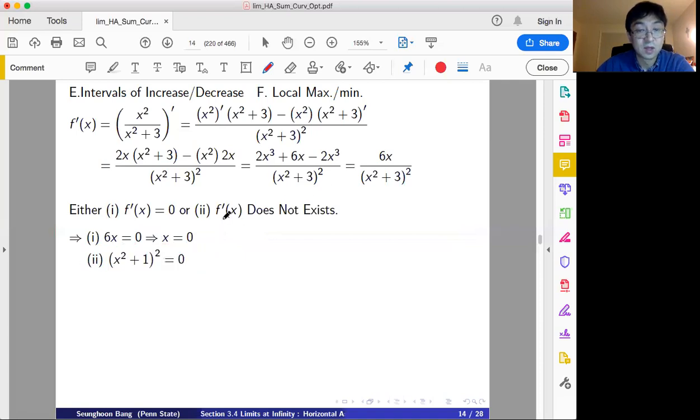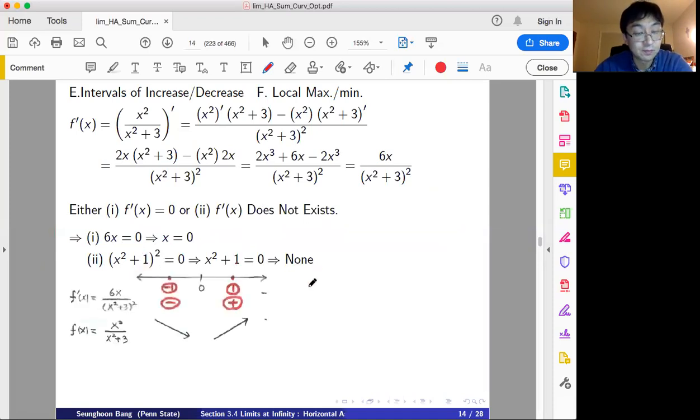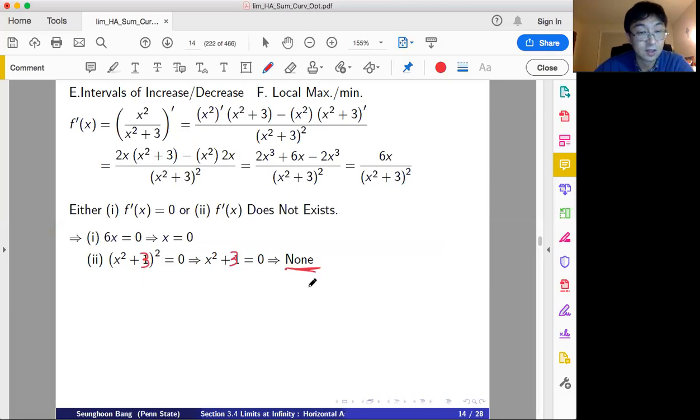Second one, f prime of x does not exist exactly when the denominator is equal to 0. So this is a typo, sorry about that. This is x squared plus 3 squared. The same thing, this is like a 3, but we don't have a real number x. We don't have it. So next, you can sketch the graph here.